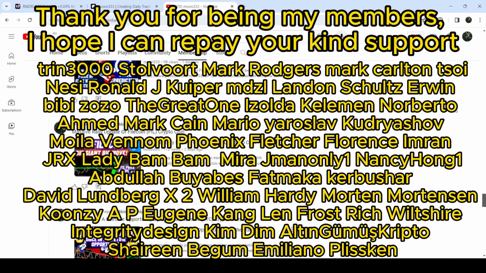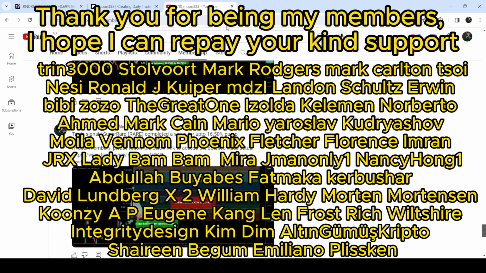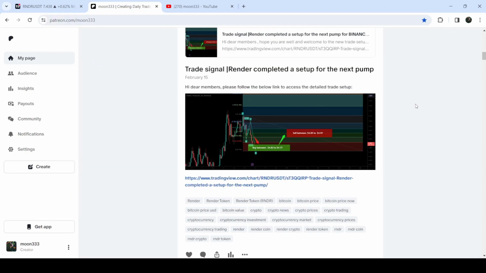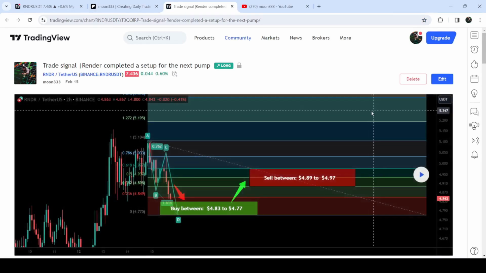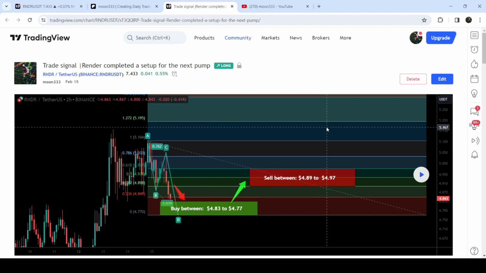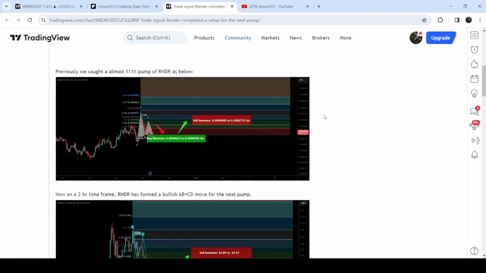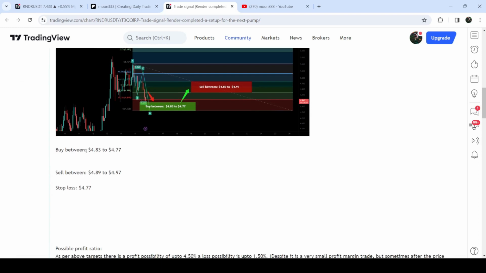Let's start the analysis, and first of all, let me begin with my most recent trade signal for Render that I shared a few days ago on 15th of Feb 2024 with my members. And that was a harmonic bullish reversal AB equal to CD move that Render formed on a 2-hour time frame chart with US dollar pair. And this was the complete trade setup. This was the buying range and the sell target zone and the stop loss.